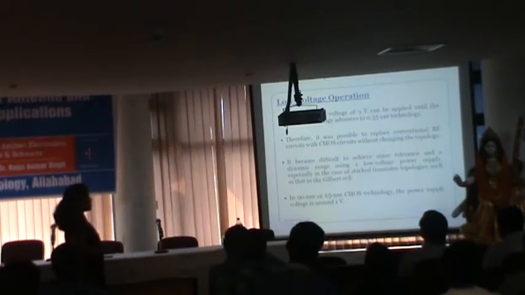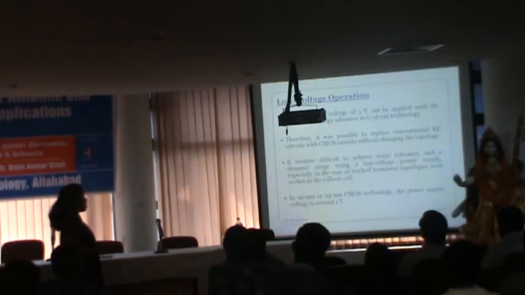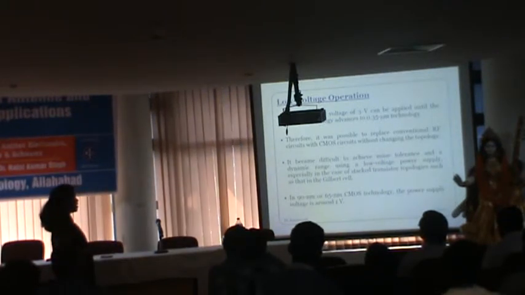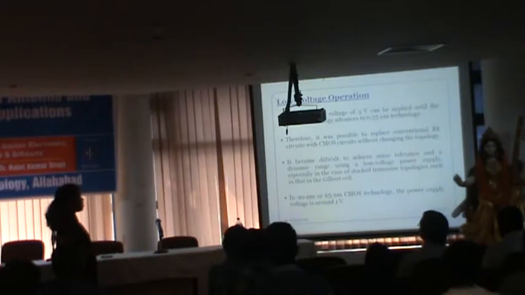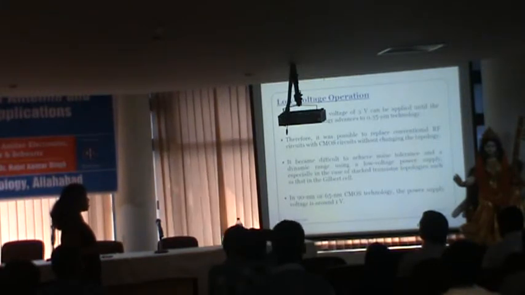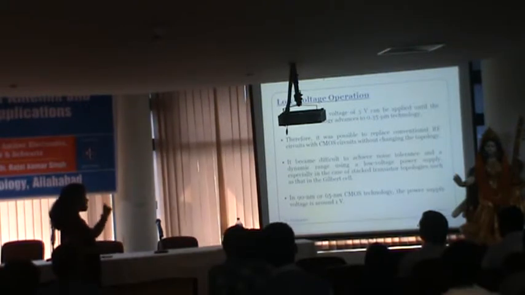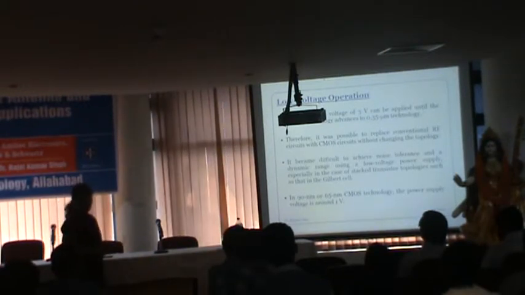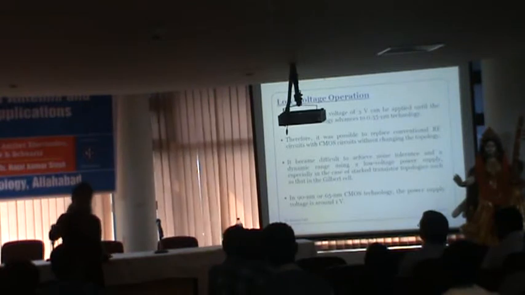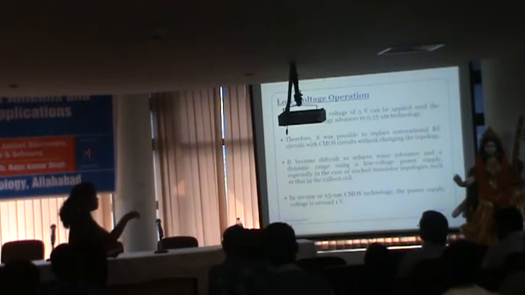Now the problem with this is it becomes very difficult to achieve the noise tolerance and a dynamic range using a low voltage power supply. And especially when you are talking about the cascaded transistors, you have the cascaded stacked transistors with you. For example, in the Gilbert cell, you have a number of transistors sitting on top of each other.